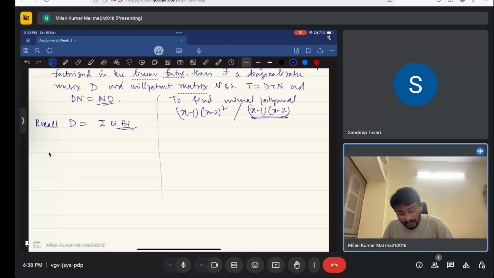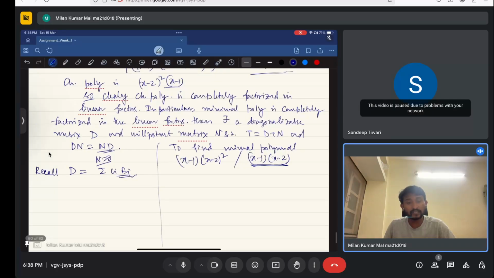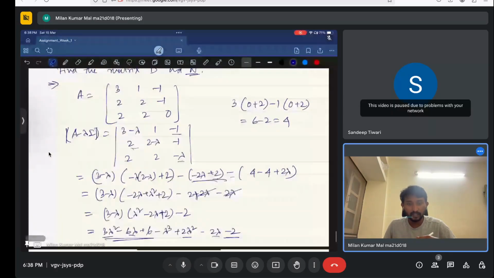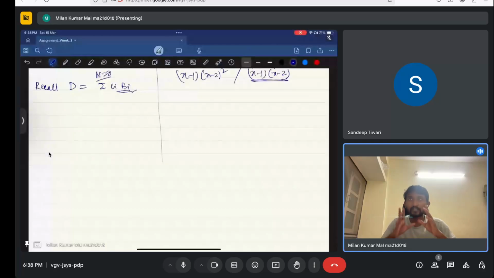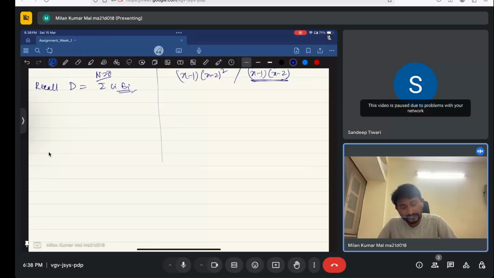Then obviously this N will be 0. There is no role of N, because T itself is diagonalizable, and T can be written as the summation of ci ei, where this ei is coming from our Lagrange's polynomial. But forget about those, let's check what is the thing.